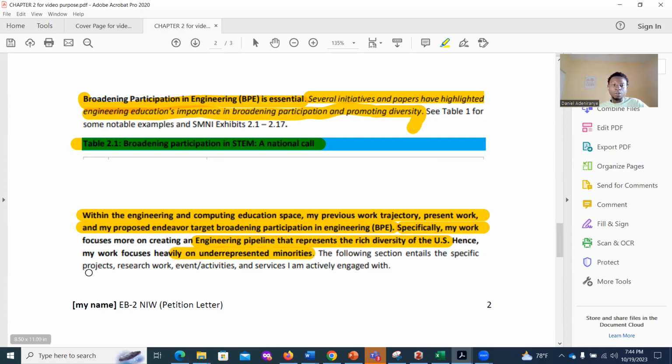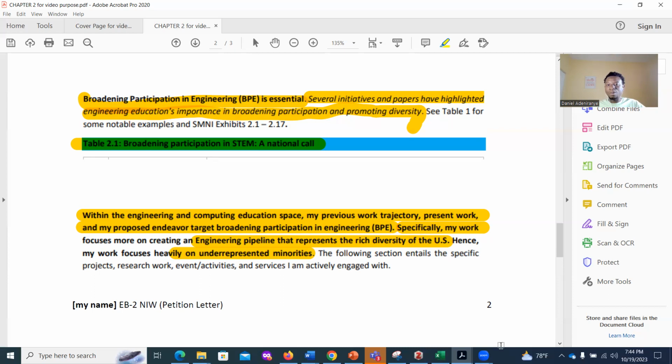The following section entails the specific projects, research work, events, or activities and services I am actively engaged with. So I haven't made all the arguments that say, this is my area of endeavor. And the person has shown how it has substantial merits, how it is important. The person has also gone ahead to show that it's of national importance, providing several pieces of evidence. Then after that, the person provided a list of projects he has been working on, just to substantiate the point that truly this is my field and this is how important it is.